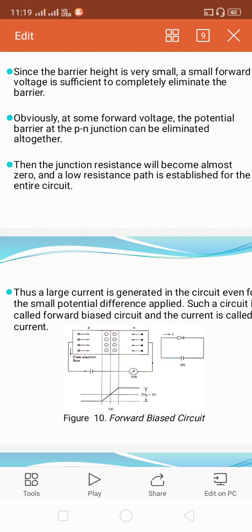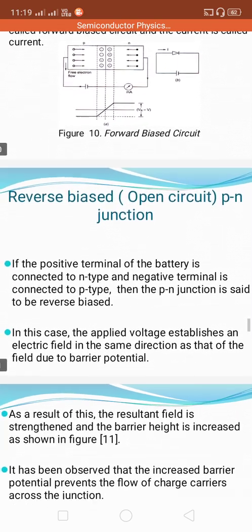When the barrier width decreases, current passes in the circuit even for a small amount of voltage. It means when the barrier width is small, a small forward voltage is sufficient to completely eliminate the barrier. Then electrons can become free electrons, and the flow of electrons is said to be current. That's why current flows in the substance for a small amount of voltage. This is forward biasing.